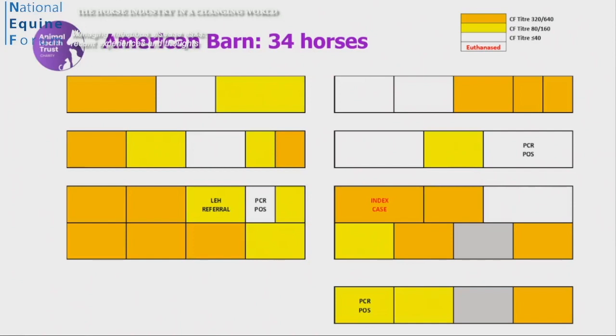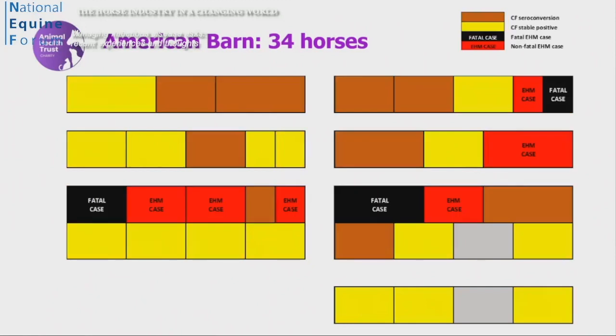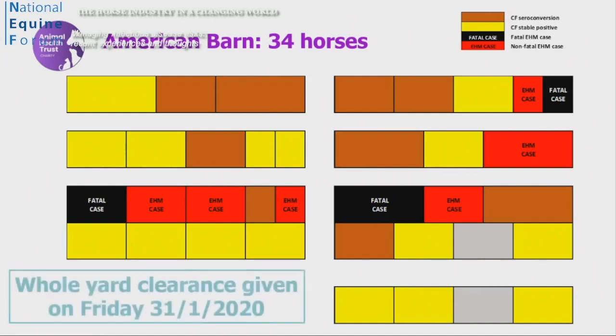When we came back 2 weeks later and retested and looked for evidence of ongoing infection, we actually found that we had 3 fatal cases, 6 other neurological cases, 9 animals that showed evidence of reasonably recent infection because they seroconverted, and every other animal had evidence that had been exposed. So this American barn ensured that every animal under it had got exposed to EHV1.